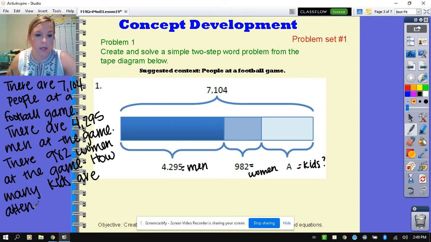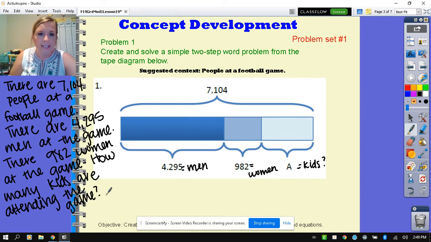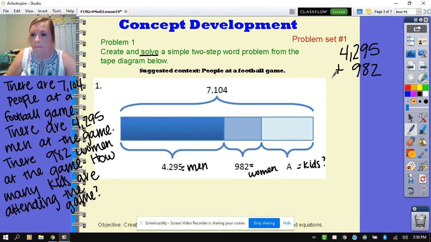Okay, so now that we've given everything a name and a section and a number, what you're going to actually do is go through and solve it. Because we got to make sure it all makes sense and make sure our question makes sense. So, because we also have to create and solve a simple word problem. So there's two ways that you could do this. You could take your total and subtract men and then subtract women. I'm going today to add up my men and women to see how many men and women are at the game. So 4,295 plus 982.